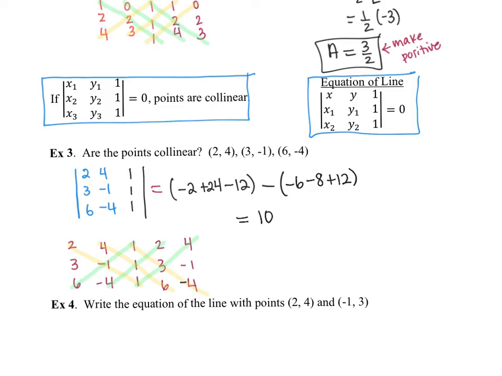10 minus -2. 10 plus 2 is 12. So not collinear. If they ask why, it's because the determinant is not equal to 0.